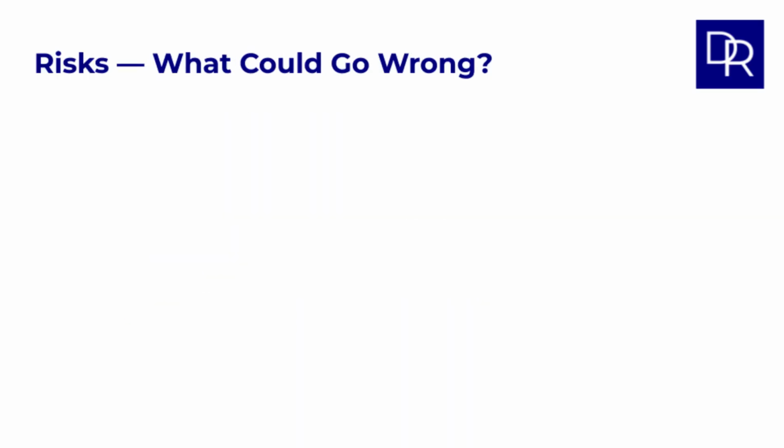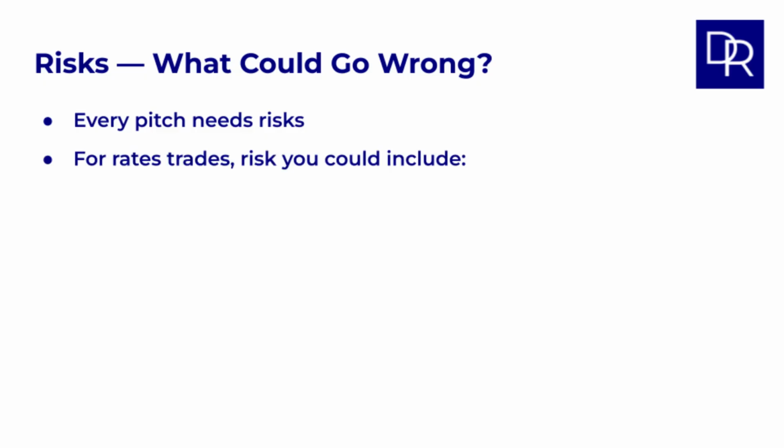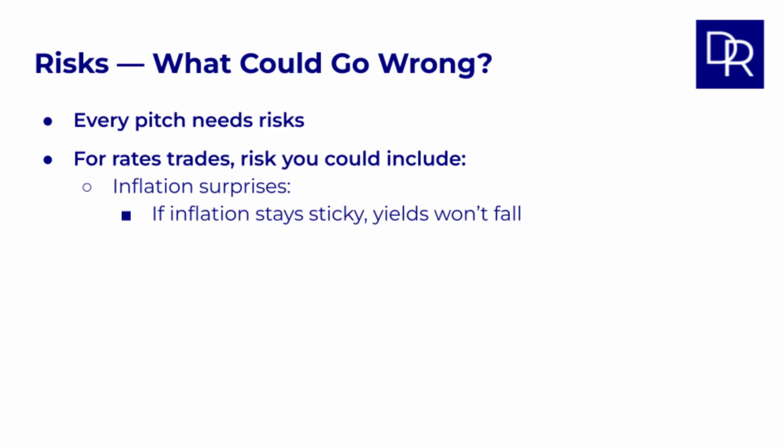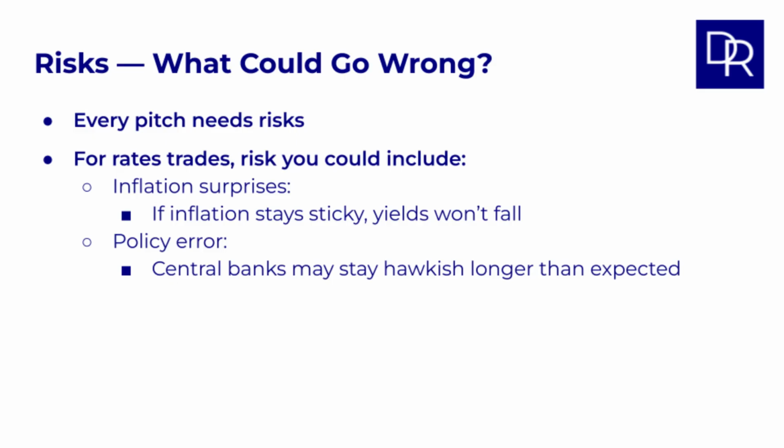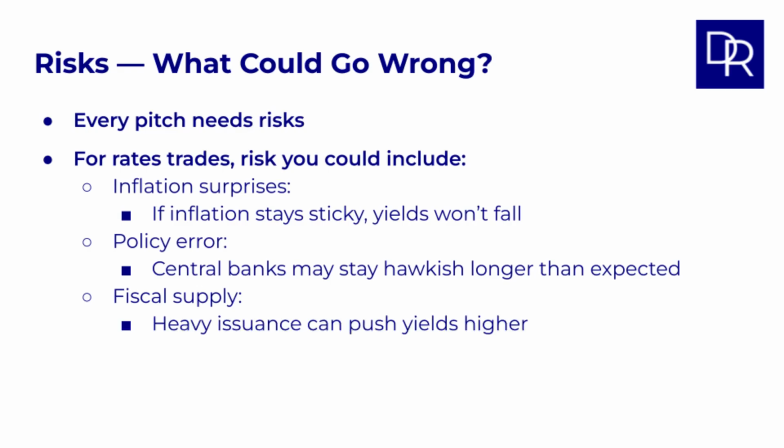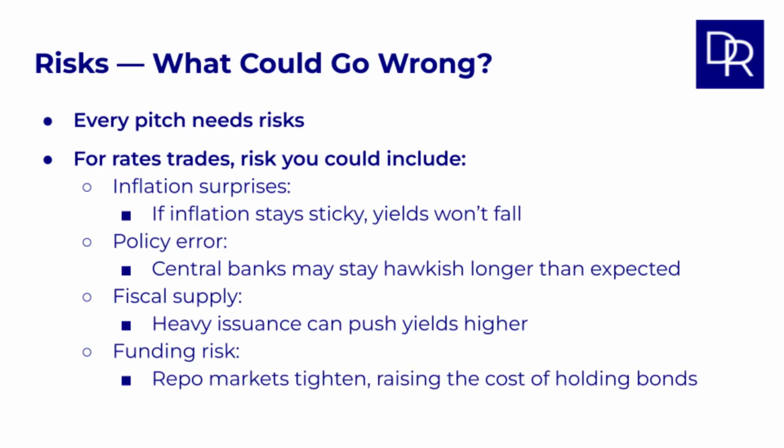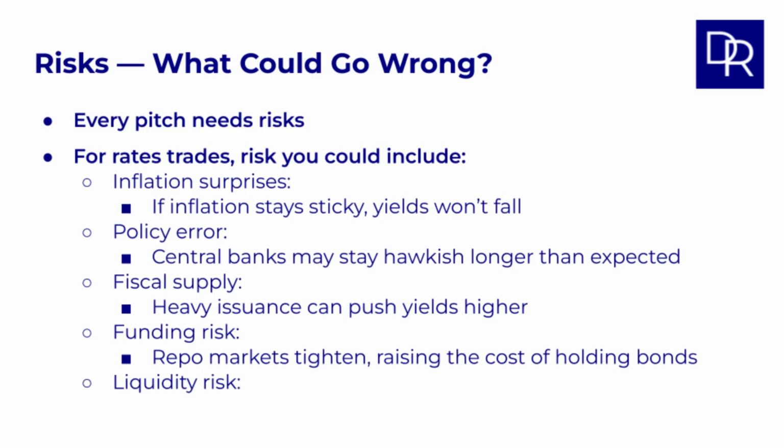What about the risks? What could go wrong? Every pitch needs risks. For rates trades, risks you could include are inflation surprises. For example, if inflation stays sticky, yields won't fall. Policy error. Central banks may stay hawkish longer than expected. And fiscal supply. Heavy issuance can push yields higher. And there's also funding risk. Repo markets might tighten, raising the cost of holding bonds. And finally, liquidity risk. Stressed markets could widen bid-ask spreads.